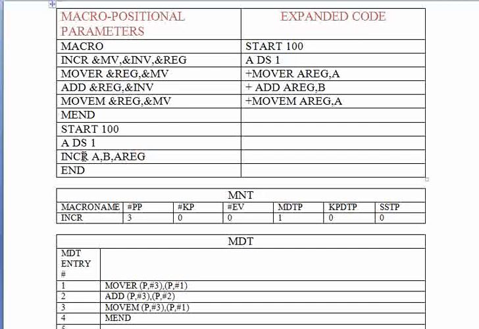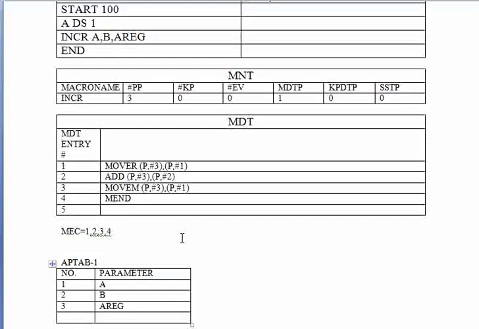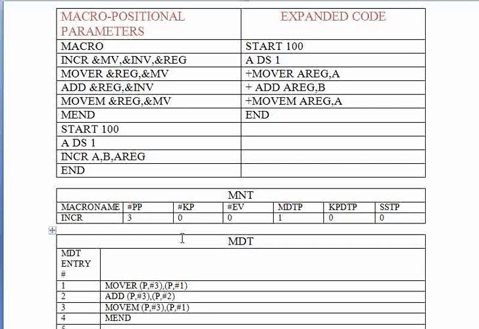Then the word following INCR happens to be N, it does not match the macro name, so it writes it as it is. So this is our expanded code, once INCR gets replaced by the body of the macro. So this is how expansion takes place in case of a macro with positional parameters.